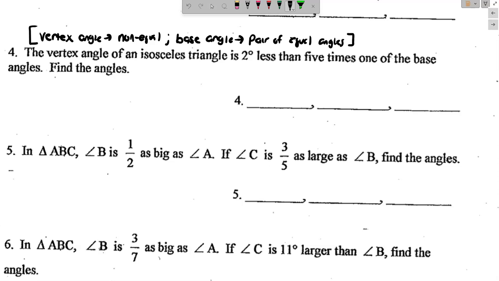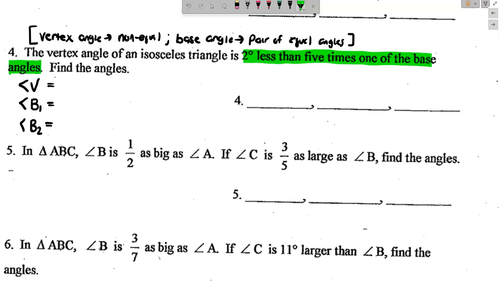So if we want to create expressions for this, why don't we call it angle V for vertex, angle B sub 1 for base 1, and angle B sub 2 for base 2. Now we know that B sub 1 and B sub 2 are going to be the exact same expression, so keep that in mind. So it says the vertex of an angle is 2 less than 5 times one of the base angles. So we don't have a description for the base angle, so we're going to go ahead and call them B1 x and B sub 2 x.